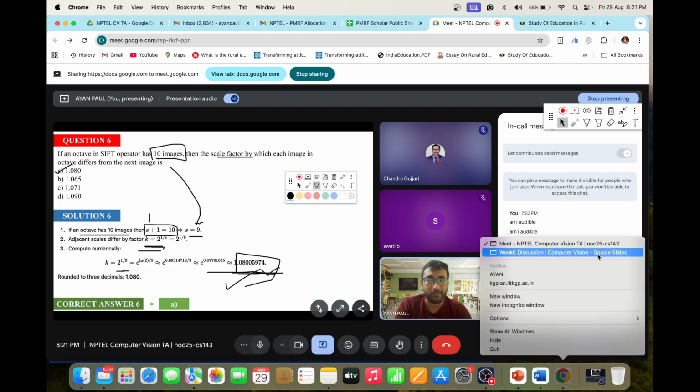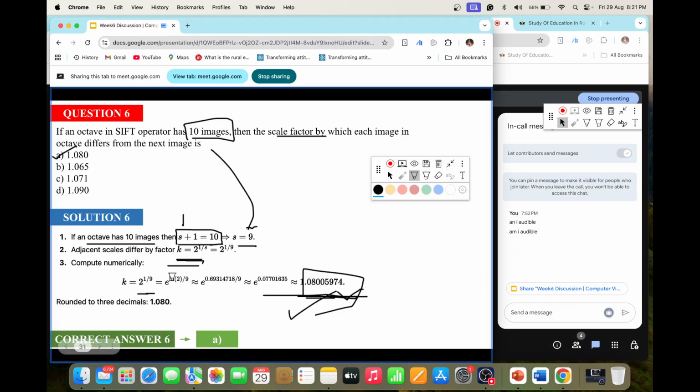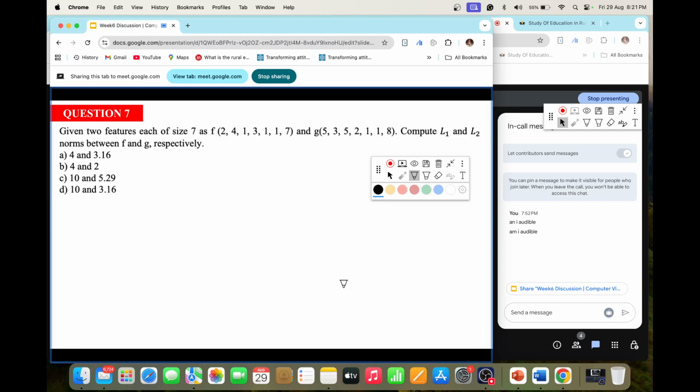Okay, just do this. 2 to the power 1 by 9, you just forget this thing, you just do this, and you will be getting the answer. Okay. And then next thing, we are given two features f and g. Compute the L1 and L2 norms between f and g.